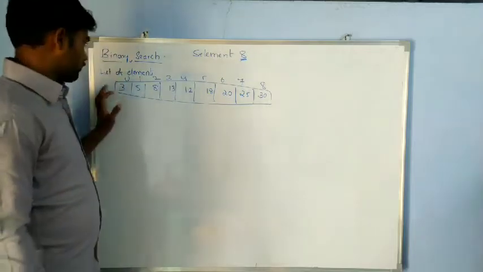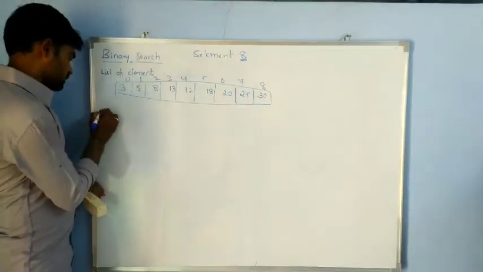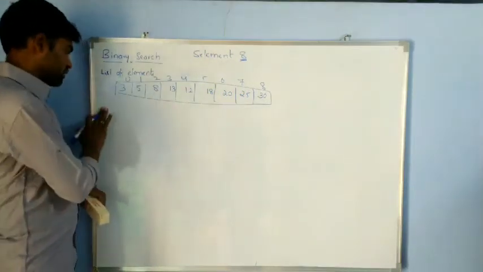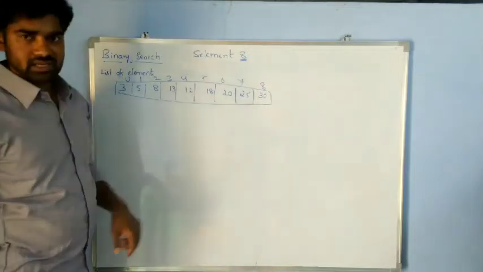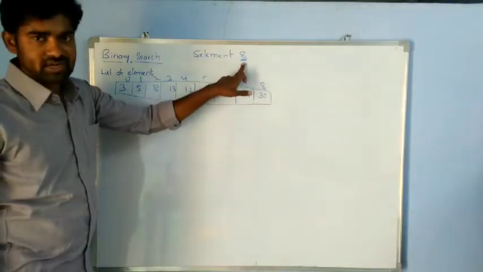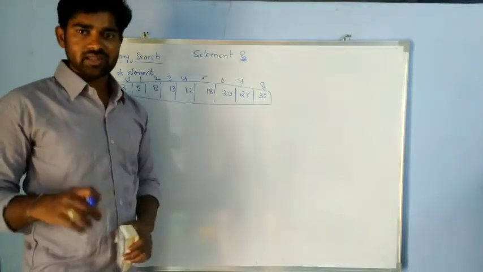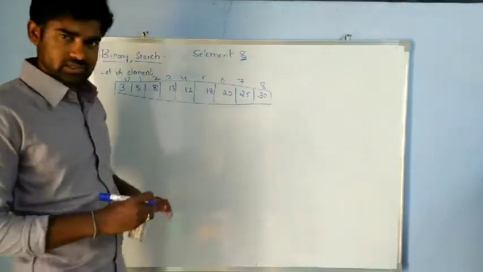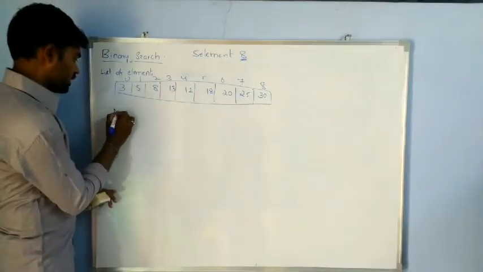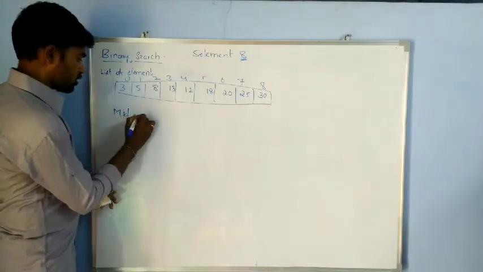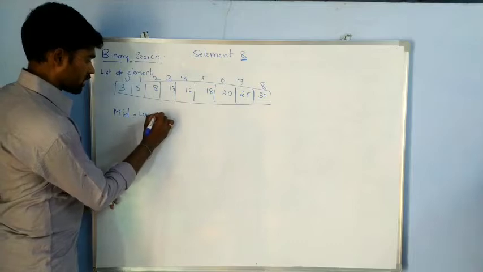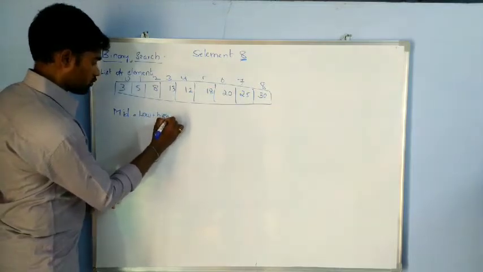Now, what is the first step in the binary search? Read the search element from the user. The search element is 8. After that, what do we have to do? We need to find the mid element of this list of elements. So what is the formula for mid? Mid equals low plus high by 2.